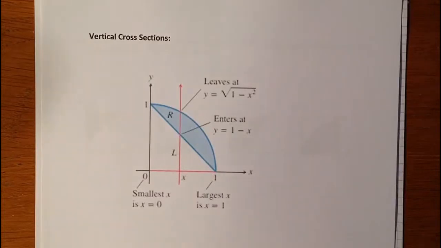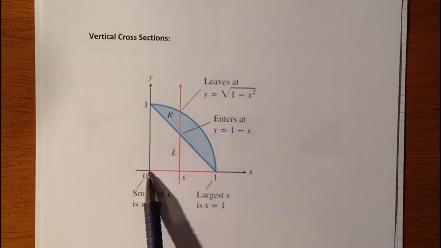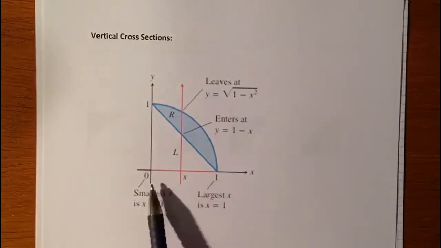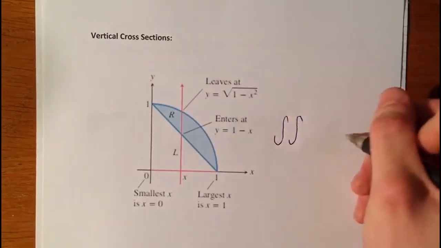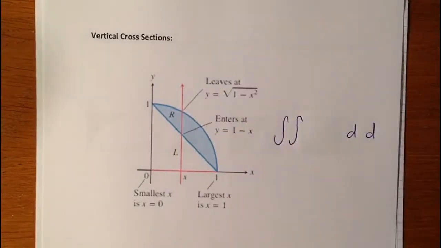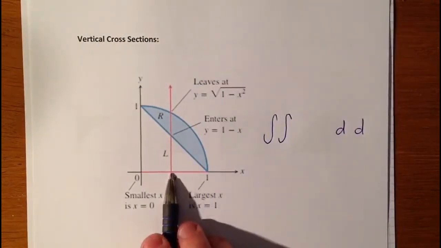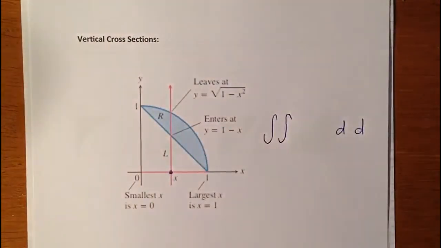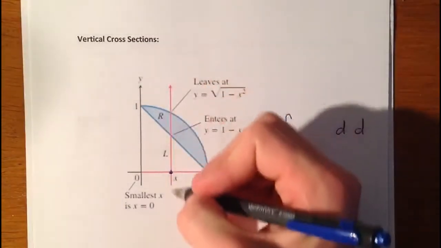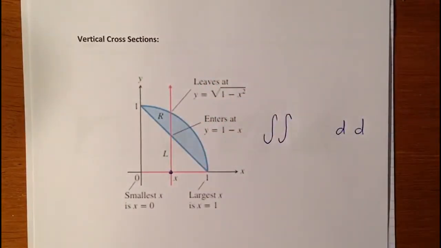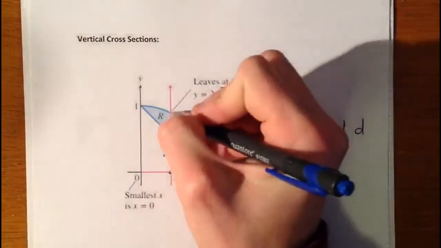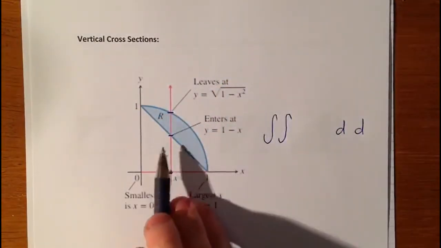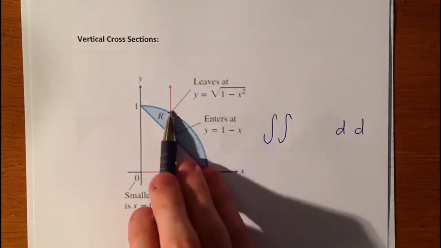The first way is with vertical cross sections. So you take a certain interval on the x-axis, between 0 and 1 in this case, and then you choose a certain point on that interval. So let's take this point. Then you draw a line perpendicular to the axis you chose, and then you are going to see where it enters your region and where it leaves your region, and that is going to be your lower bound and upper bound.